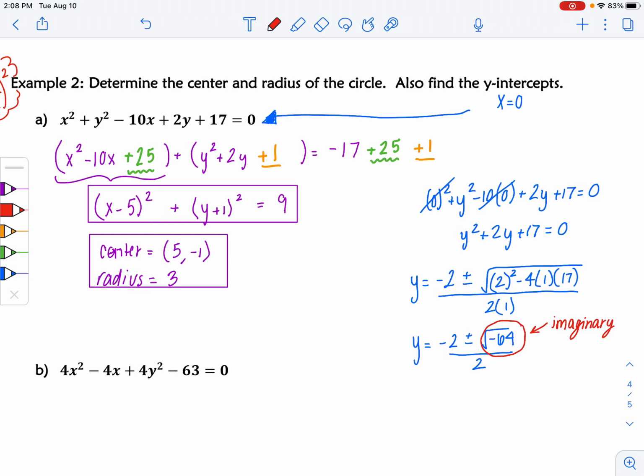Well, if it's imaginary, that means it doesn't actually cross the y-axis. There's no y-intercept. That x equals 0 doesn't happen. So all you have to write, no y-intercept. If it was a value you could simplify, of course do so. But in this case, it will not because it is a negative under the square root.